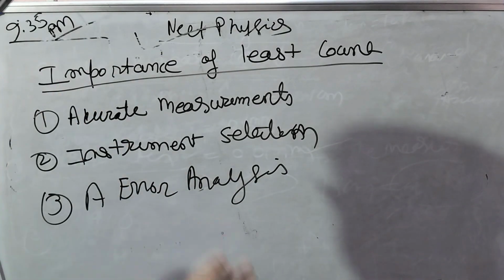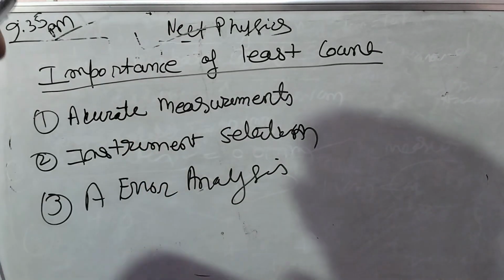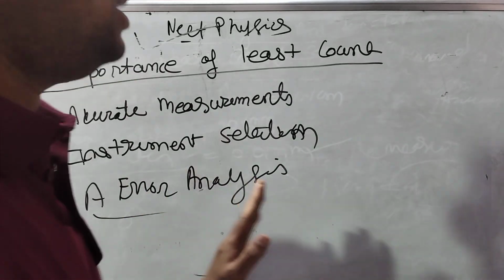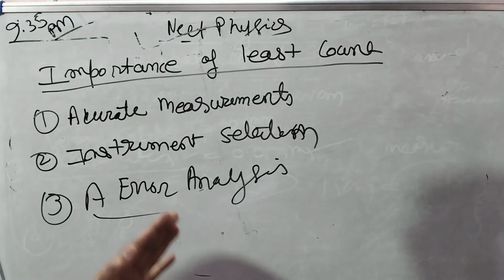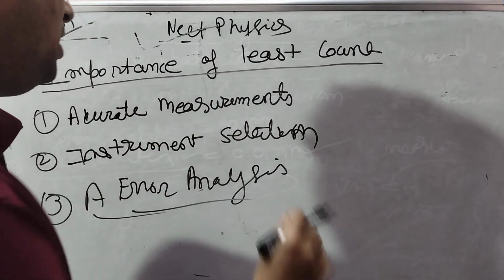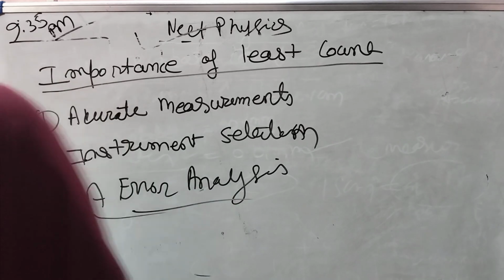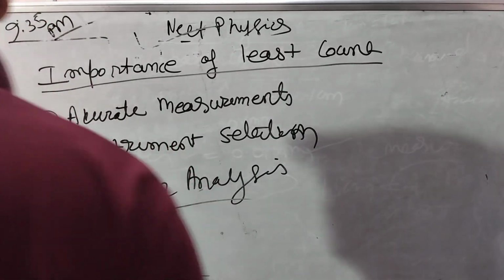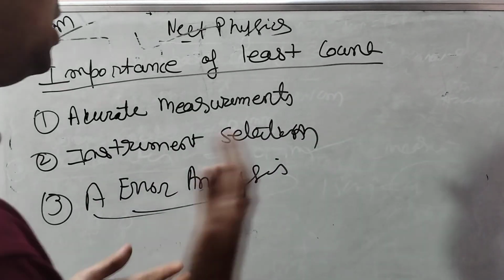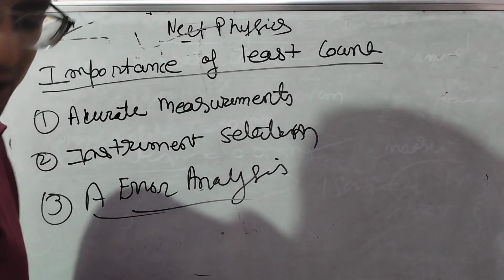And instrument selection also depends on the least count, and then error analysis. Analysis of least count, error analysis, is also very important. Okay, today's class is sufficient. It is a very important topic, and to understand it is a bit difficult, so we complete the class here.